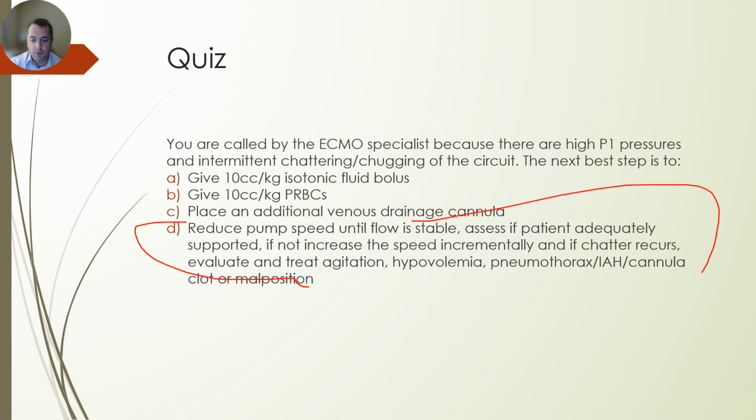the flow is stable, and then assess if the patient is adequately supported on that lower flow, and if not, increase the speed, and if the chatter is recurrent, then evaluate and treat. The patient may actually need fluid or blood or albumin or something to increase venous pressure, or they may have agitation or pneumothorax or cannula malposition, intra-abdominal hypertension, etc. Try to avoid reflexively just giving fluid, as fluid overload has worse outcomes for patients on ECMO or in critical care in general.